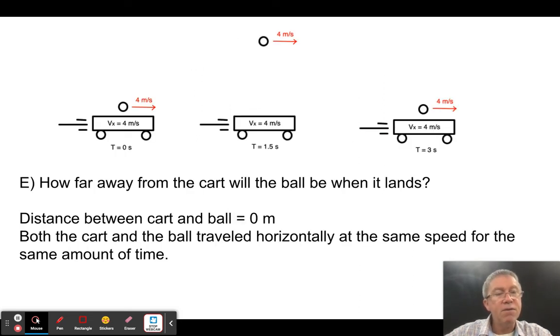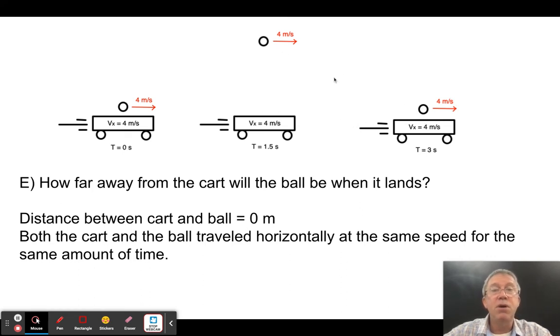Now, how far away from that cart will it be when it lands? And the answer is it won't be far away from it. It will be right back where it was, because the ball's motion is 4 meters per second horizontally the whole time it's in the air, and so is the cart's. They have the same horizontal motion. So although the ball will put some vertical displacement between itself and this cart, it's never going to have any horizontal displacement between itself and the cart.